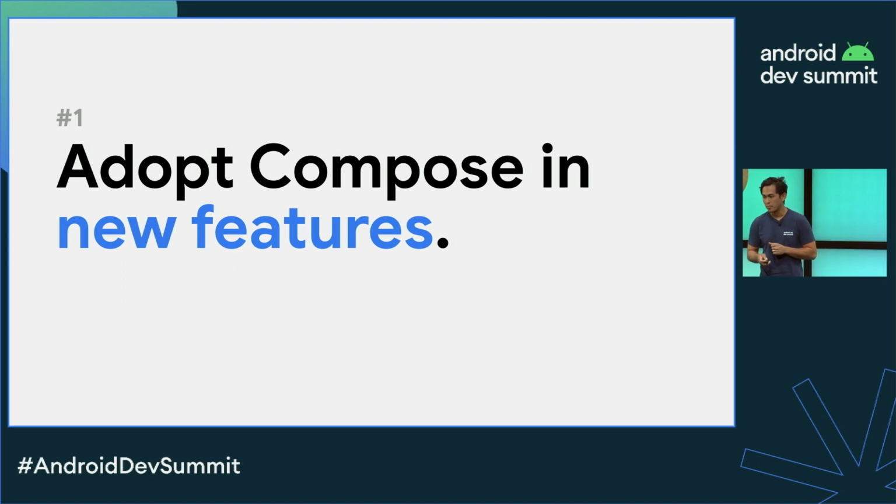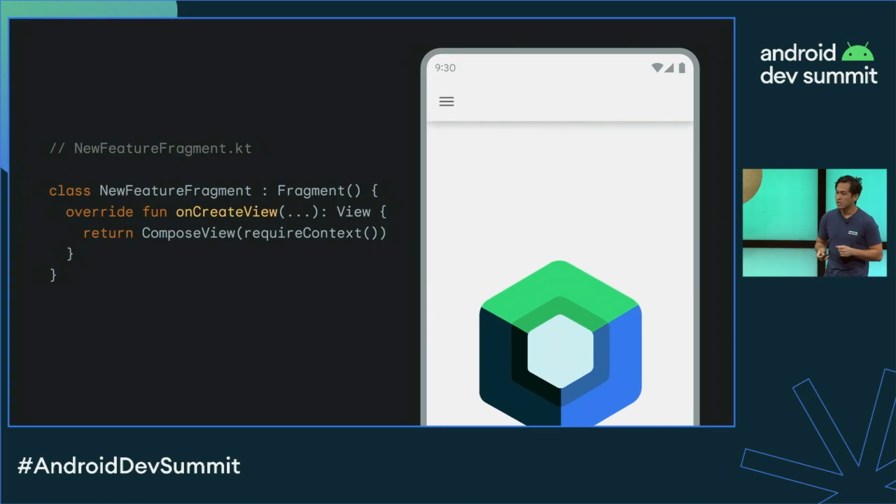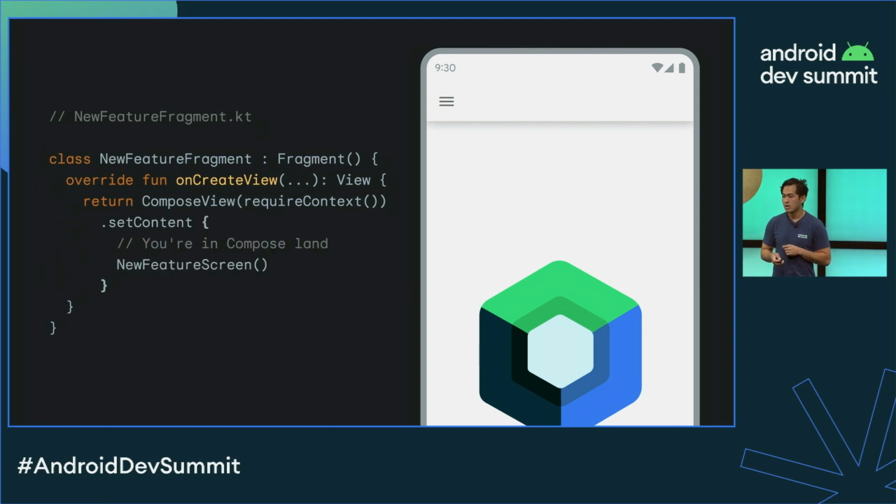So let's dive into the first step, which is to adopt Compose in new features you introduce in your app. This approach to migrating allows you to modernize your app while still addressing business needs by being able to add new features. If your feature takes up an entire screen, you would still be working under the constraints of your app's architecture. So if you're using Fragments, you would create a new fragment with its contents in Compose. And if the entire screen is in Compose, you would return a Compose view in the Fragment's onCreateView lifecycle method. And then you would provide the fragment's composable in the setContent method of the Compose view.